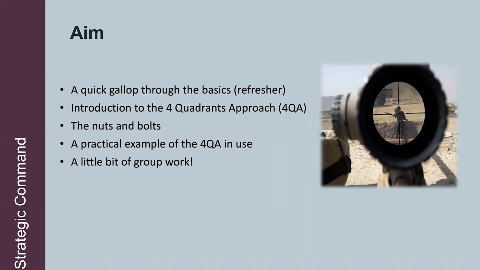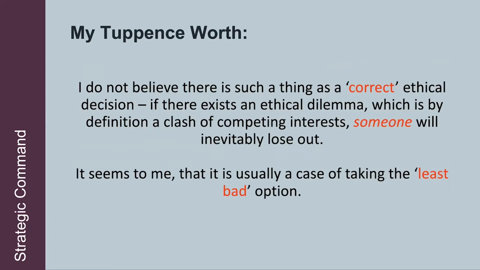Then we'll look at an introduction to the military's favoured tool for discussing ethical dilemmas, which is the 4 quadrants approach. Then we're going to deconstruct that a little bit, have a look at the nuts and bolts of the various components, stick it all back together, and I'll give you a practical example of what the 4 quadrants approach looks like in use. And then we'll do a little bit of group work at the end. Okay, so there's my Tuppence Worth. I'll let you read that.